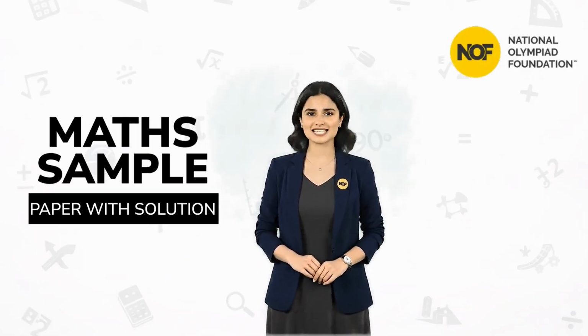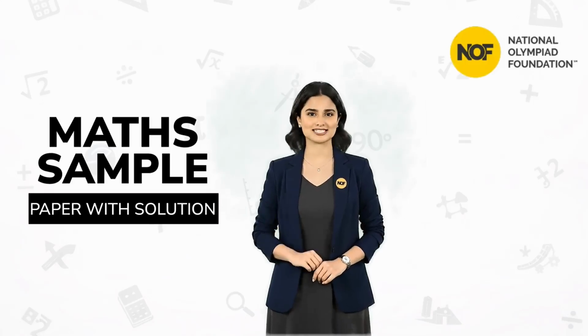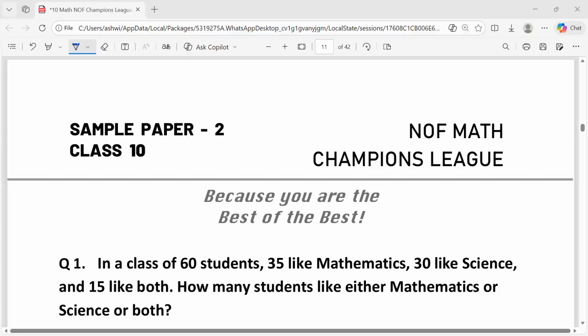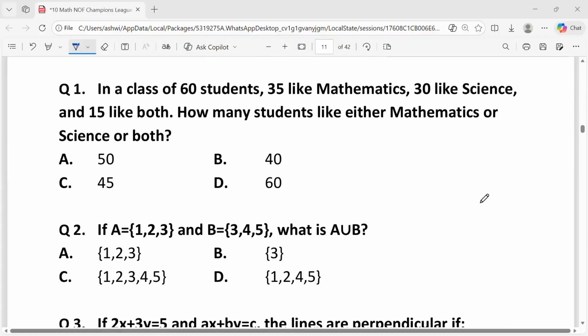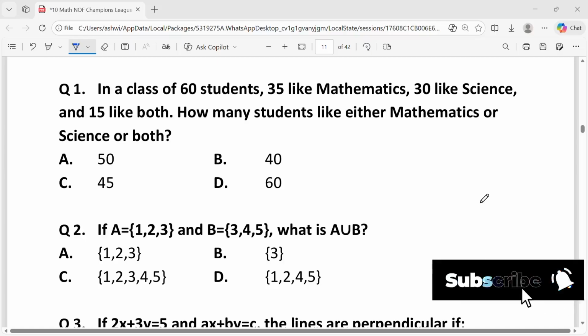Here is your math sample paper with solutions. Sample paper 2, class 10. In a class of 60 students, 35 like mathematics, 30 like science, and 15 like both. How many students like either mathematics or science or both?